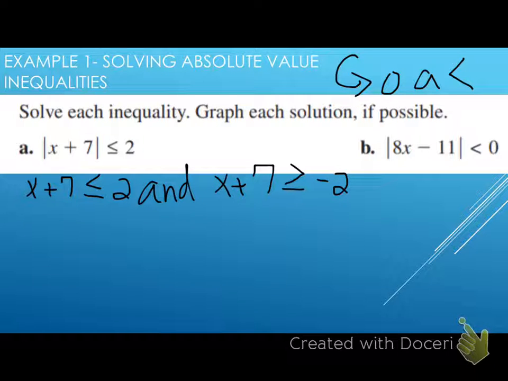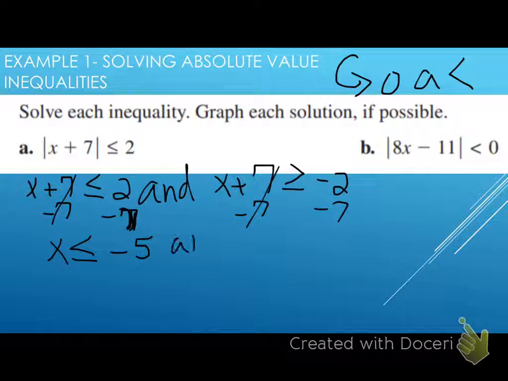So what's my one step on both of these to get X by itself? Subtract 7. Subtract 7 from both sides. 2 minus 7. Negative 5. Very good, everyone. Good job. Does my symbol flip or stay the same? Stays the same. I did not multiply or divide both sides by a negative, did I? So it stays the same. Bring and down.